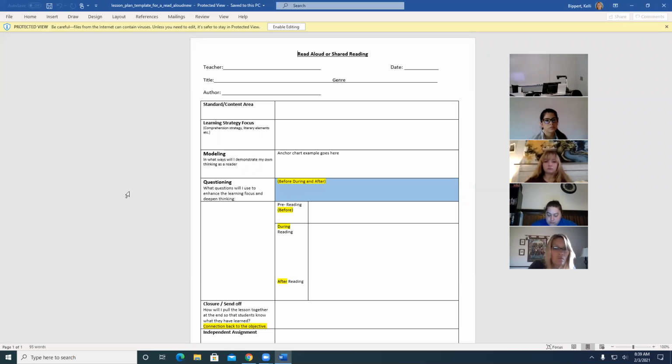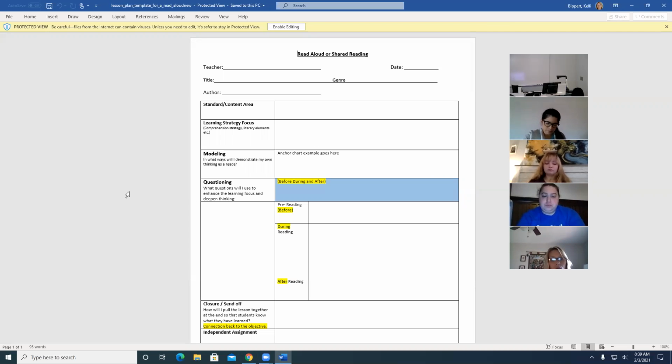Modeling. In what ways will I demonstrate my own thinking as a reader? So you have an anchor chart. We're big fans of anchor charts. I highly recommend them. If I'm working on character traits, I'm going to probably have some sort of an anchor chart where it's going to show the kinds of thinking processes that need to be happening. And when you think about the way characters are described or how you would describe them and how characters change in a story, depending on your grade level. If you're an older student, you may be talking about character change through a story.